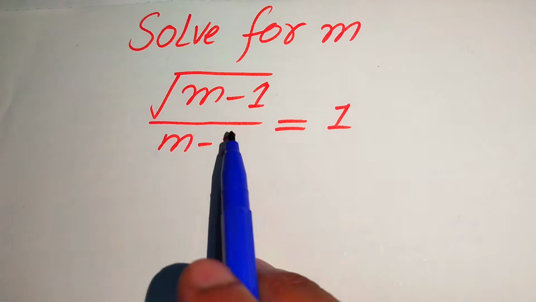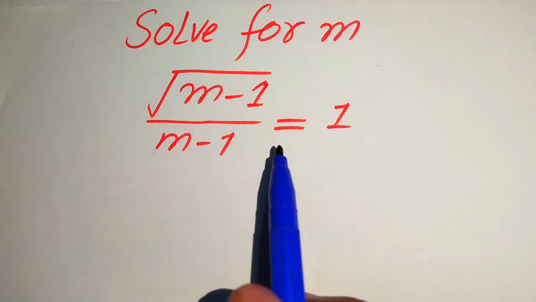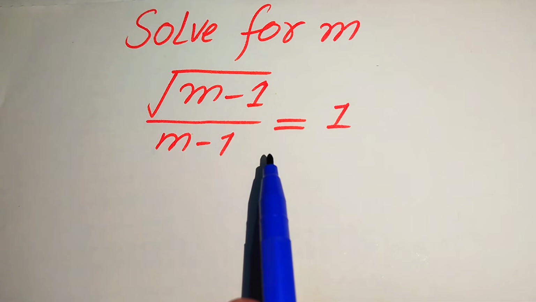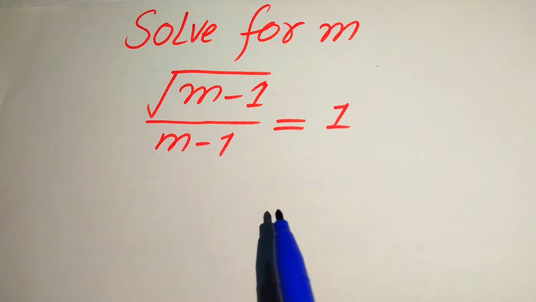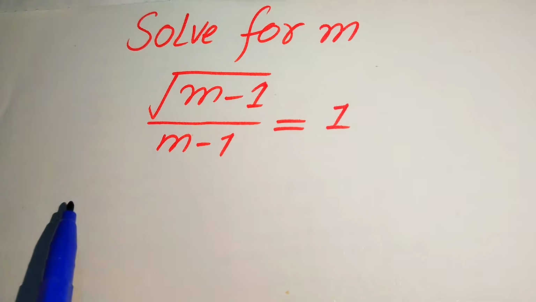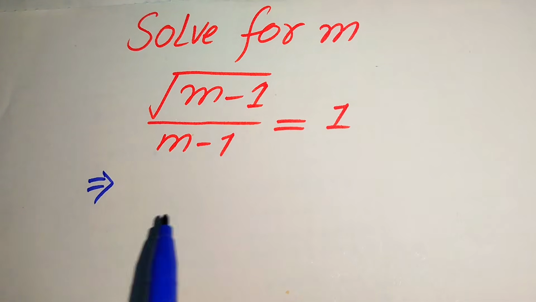So here we have the square root of m minus 1, divided by m minus 1, equals 1, and we solve this problem for all the values of m. So here we need to find all the roots of this equation. The very first thing we are going to do is solve this problem by two methods.